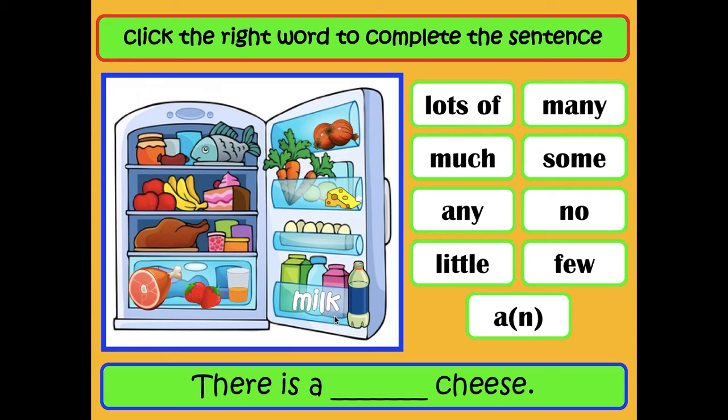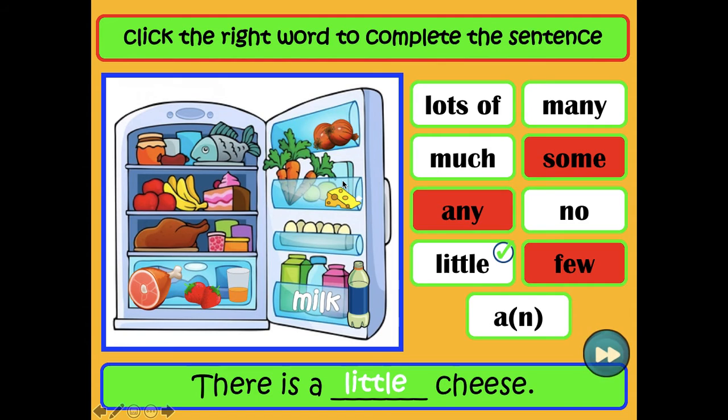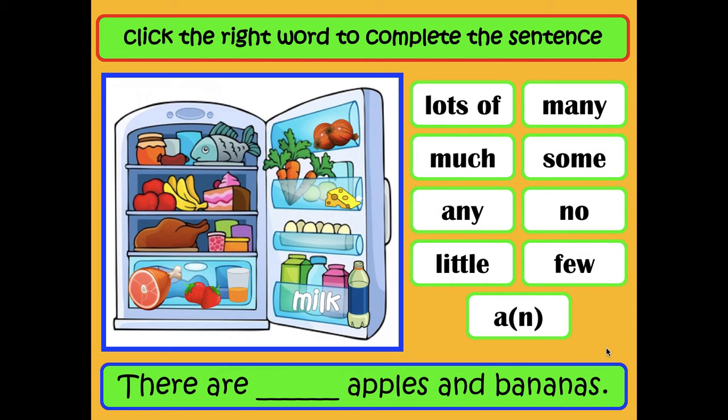The next one, there is a few, no, cheese, no. There is some cheese, no. There is any, no. There is a little cheese. There is a little cheese here. Perfect. There are apples and bananas. We use much or some for the bananas. So in this case, we are using some. There are some apples and bananas.